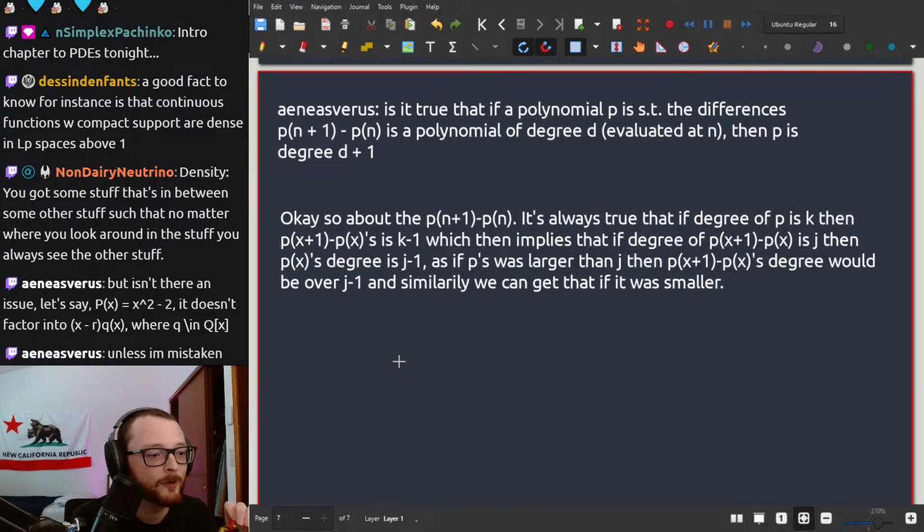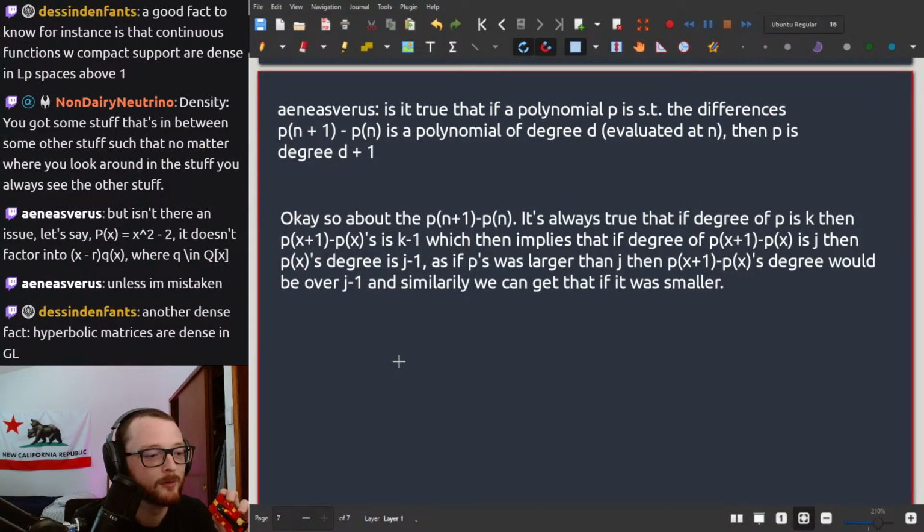A good fact to know, for instance, is that continuous functions with compact support are dense in L^p spaces above 1. Huh. Actually, well, I have no idea how you go about proving that, or what it actually means, I guess. It's weird that there's a cutoff for p being above 1.